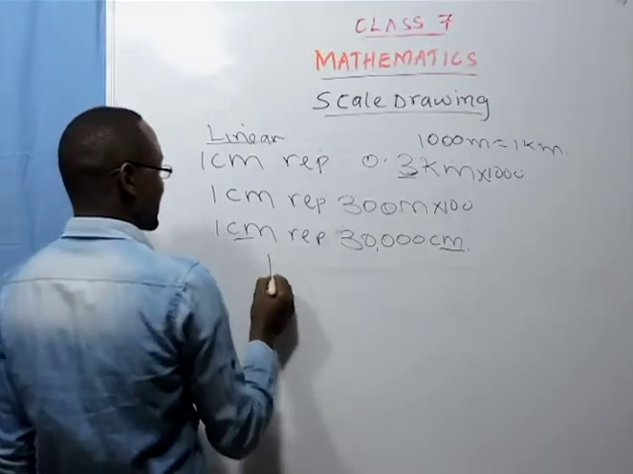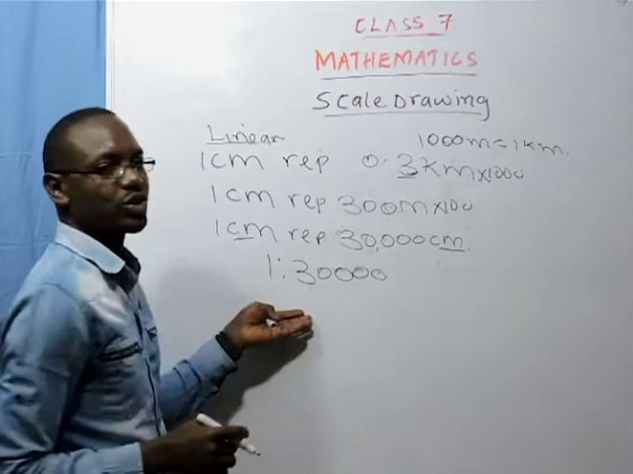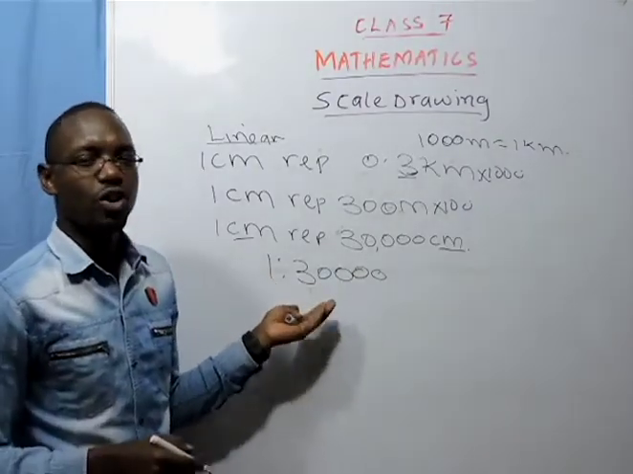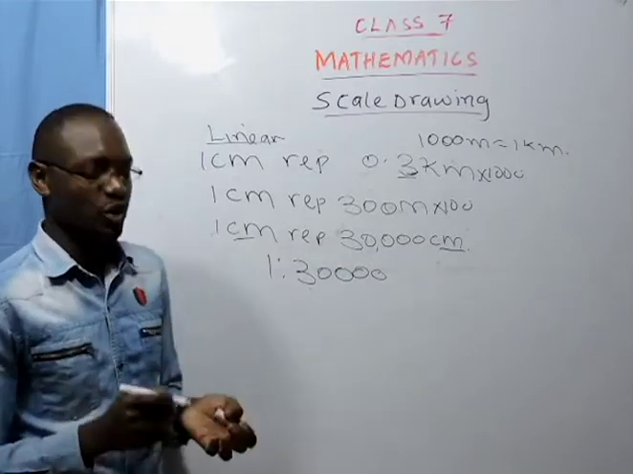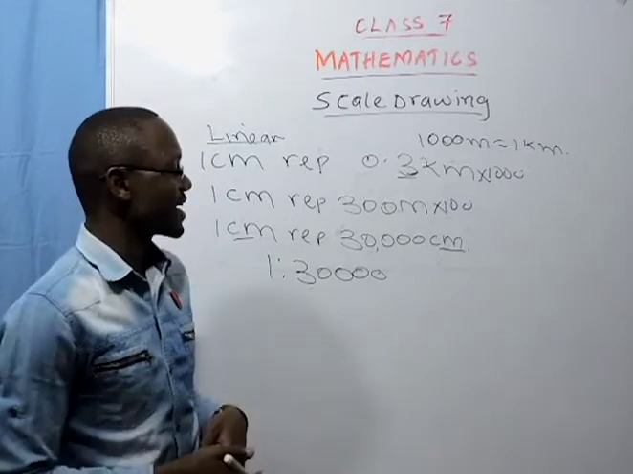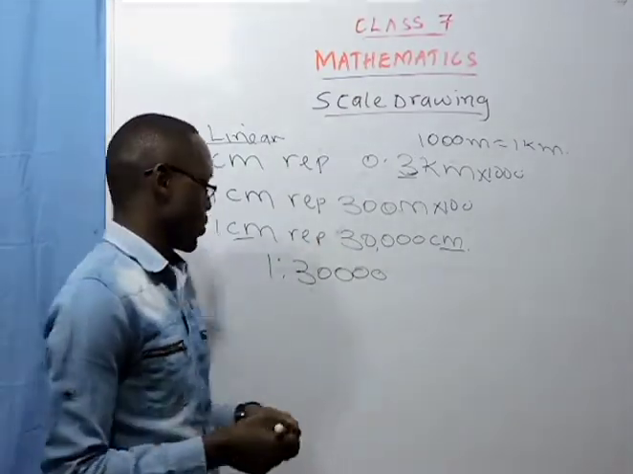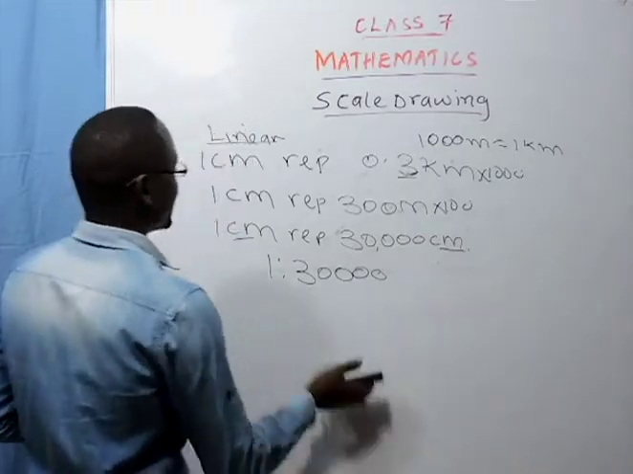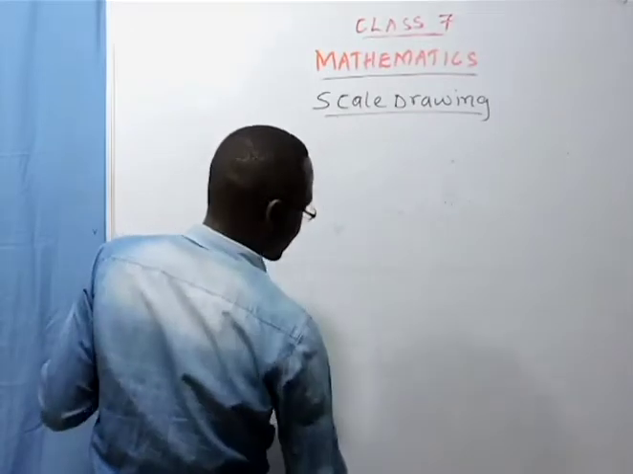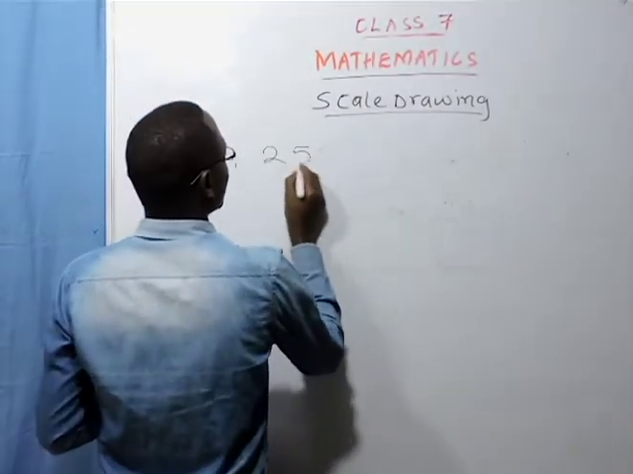we can write this scale as 1 is to 30,000. Don't say 1 centimeter is to 30,000. When we are giving a scale in ratio form, we don't write units because we know that in ratio form the units are in centimeters. So that is how we write linear scale and ratio scale. We can also write the ratio scale as a linear scale. For example, the scale in ratio form, 1 is to 25,000.